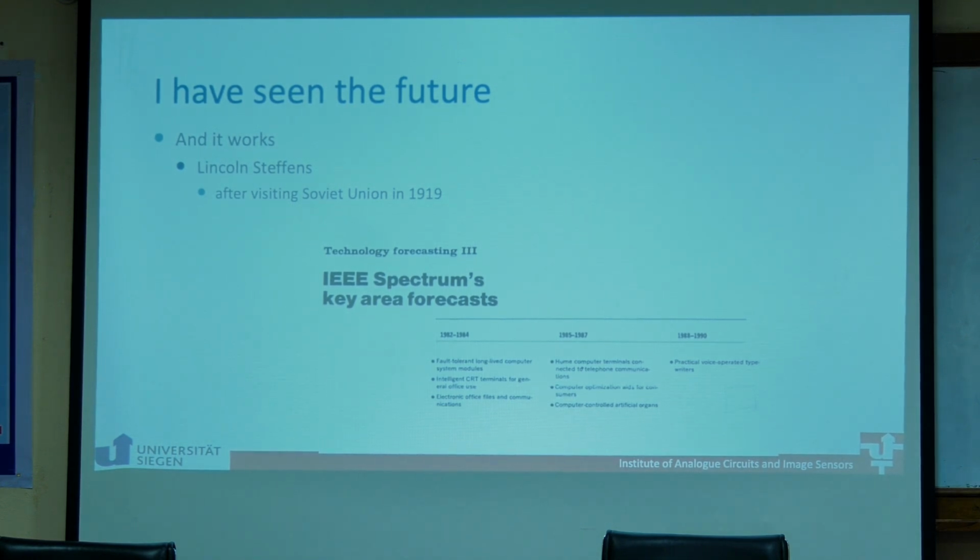They thought by 85 to 87, we would have human-computer terminals connected to telephone communications. No one was thinking of wireless communication. At least people were thinking, but it was not in the market. Computer optimization aids for computers, consumers, and computer-controlled artificial organs. But the best was between 1988 and 1990.